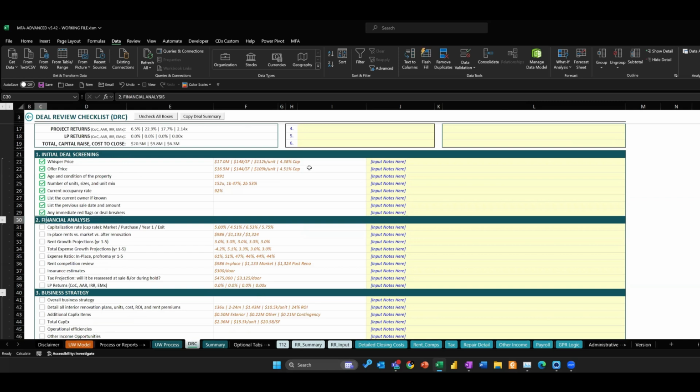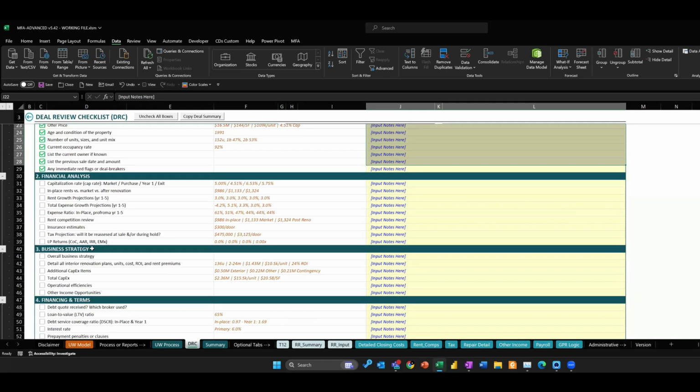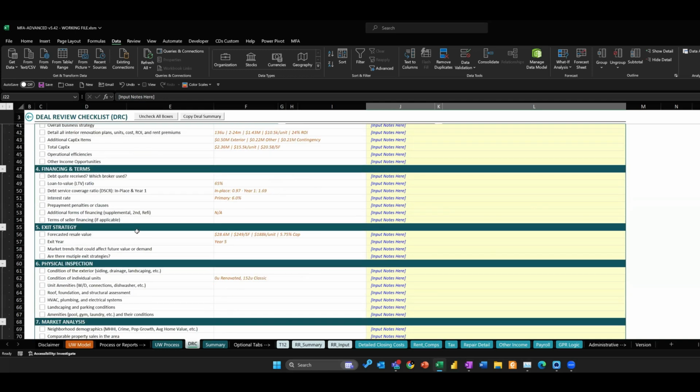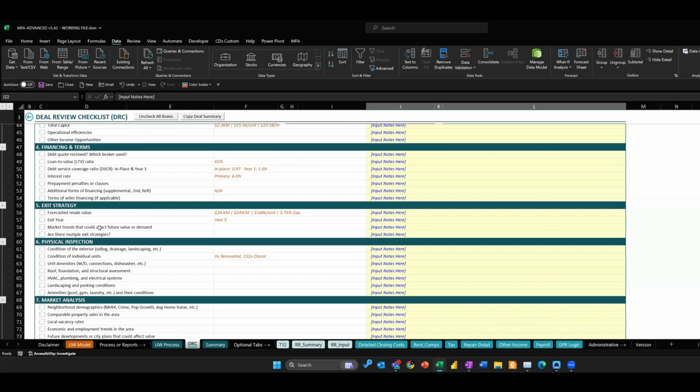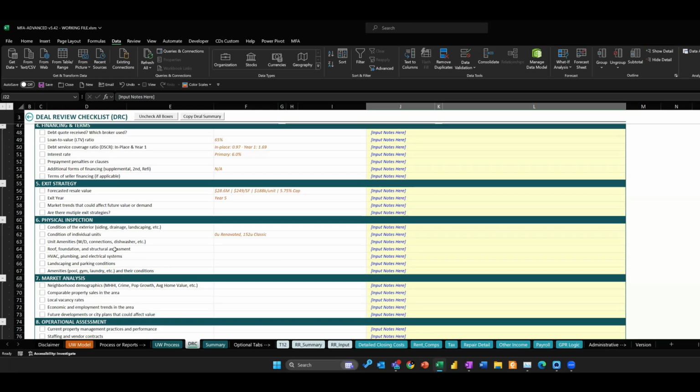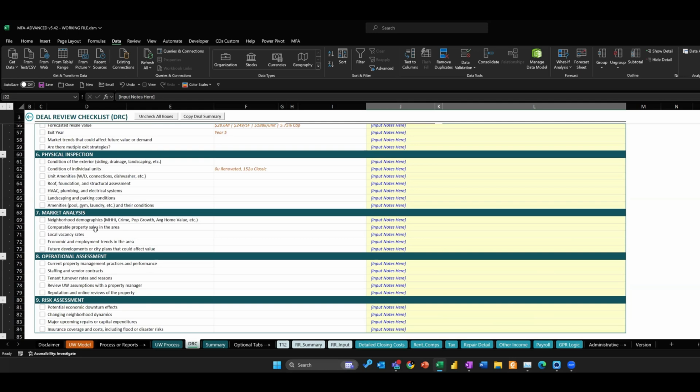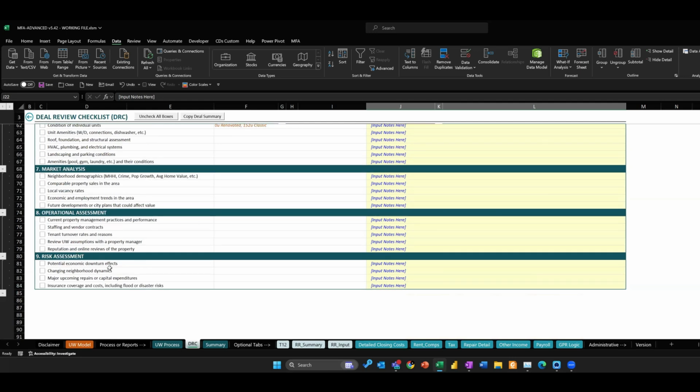If there are any decisions or comments or notes that you want to capture for each of these, you can. And it just goes through the financial analysis, business strategy, what financing are we putting in place, what's the exit strategy, physical inspection, what are the things we're looking for, market analysis, did we do our homework on the sub-market, operational assessment, and the risk assessment. So 9 basic sections that you follow.